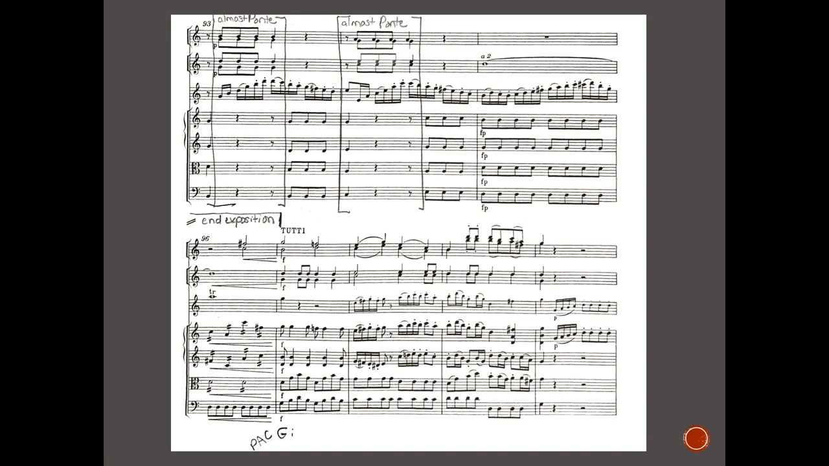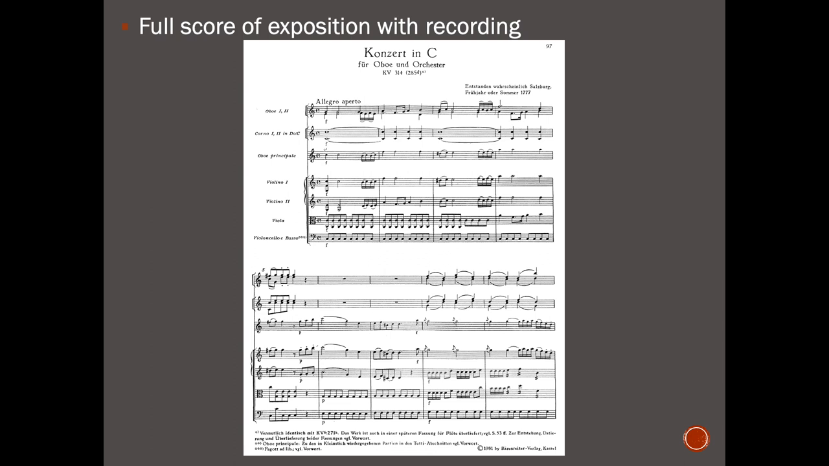we've got a full score of the exposition with a recording. And I chose a particular recording for this. The main reason I did it was, of all the ones that I listened to, the orchestral parts can be heard the best in this recording, in my opinion. Now, I haven't tried it on this equipment, which could make it sound a little bit different, but when I was testing different ones, you can hear the different orchestral parts well in this recording, including the bass line, which with these schema are frequently very important to be able to hear.